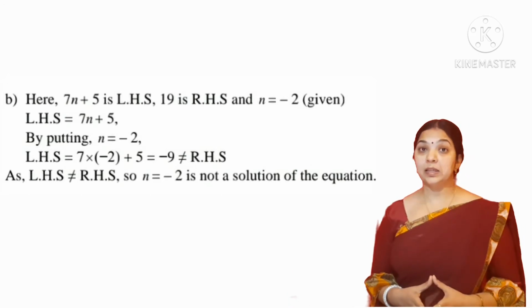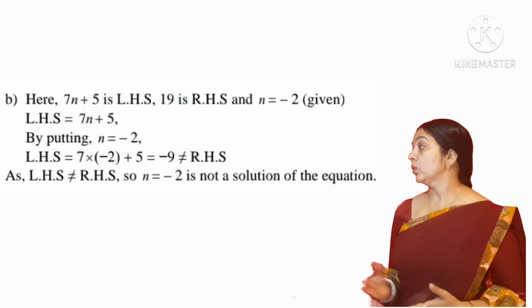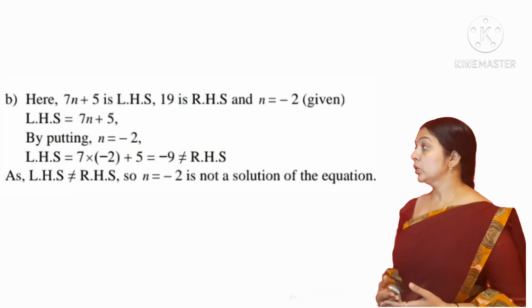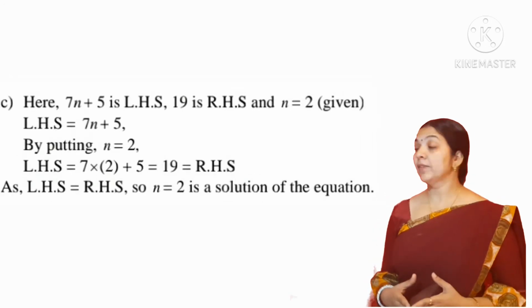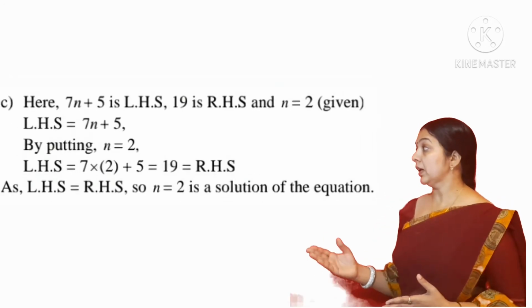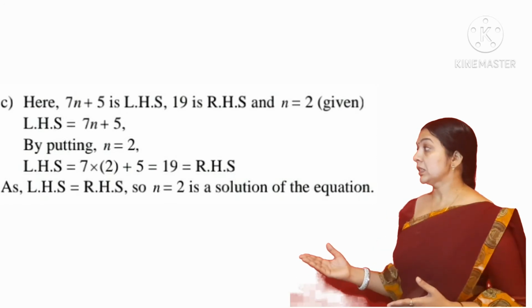So we can say that LHS is not equal to RHS, hence n is equal to minus 2 is not the solution of that given equation. The third one is 7n plus 5, that is LHS and RHS is 19.